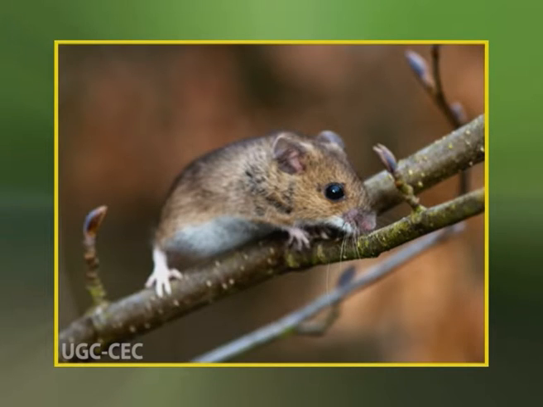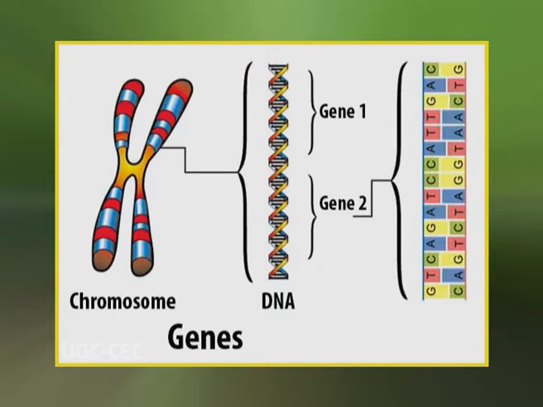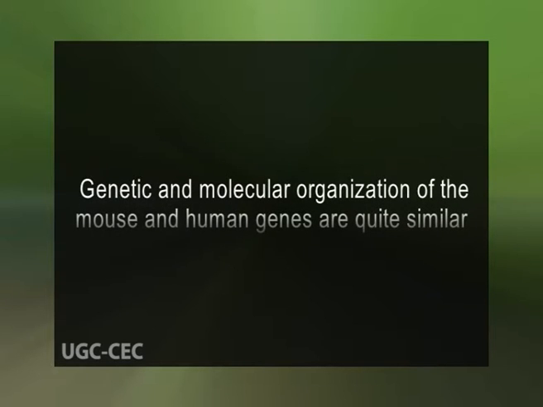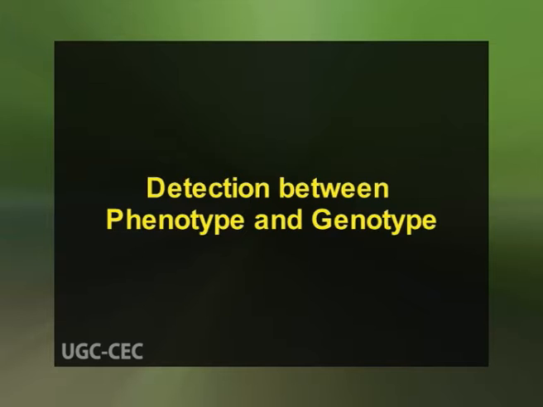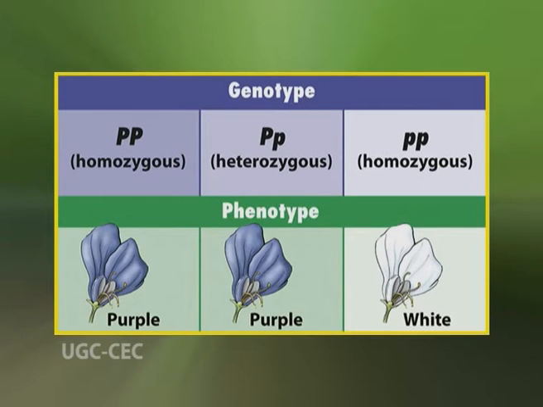Mouse. Mouse has been used for many genetic studies because it is a mammal that is a relatively good model for human gene expression. The genetic and molecular organization of the mouse and human genes are quite similar. We will now study the distinction between phenotype and genotype. A genotype refers to the actual set of genes that an organism carries inside. When these genes are expressed under observable conditions, they are called phenotypes and the expressions are called phenotypic expressions.